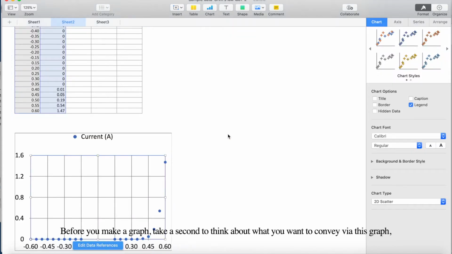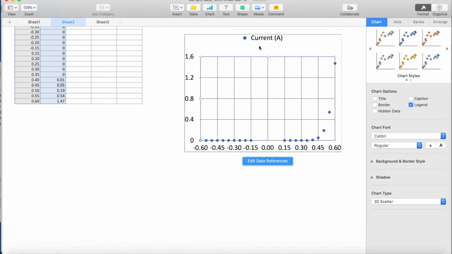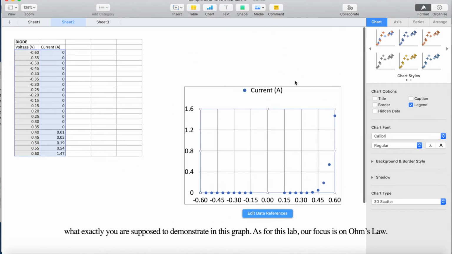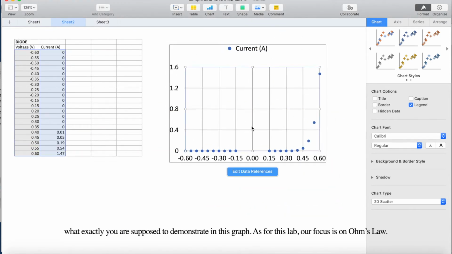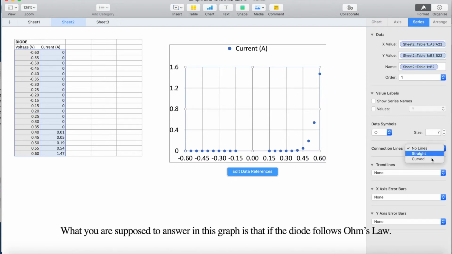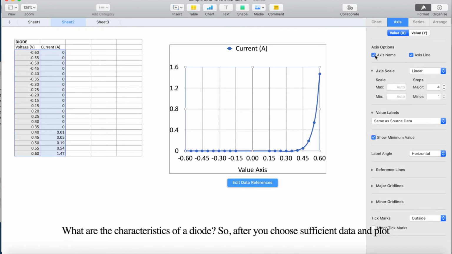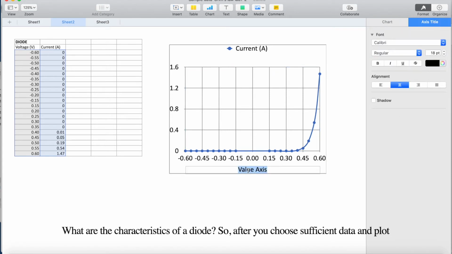Before you make a graph, take a second to think about what you want to convey with this graph. What exactly you are supposed to demonstrate in this graph. As for this lab, all focus is on Ohm's law. What you are supposed to answer in this graph is, if the diode follows Ohm's law, what are the characteristics of a diode? So after you choose sufficient data and plot out the data points, think about this.